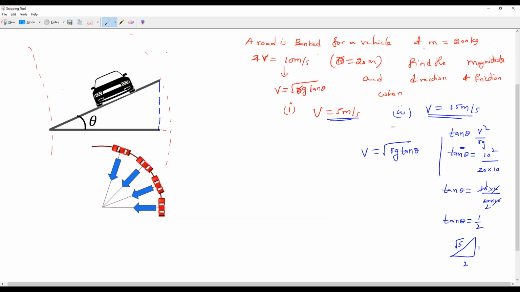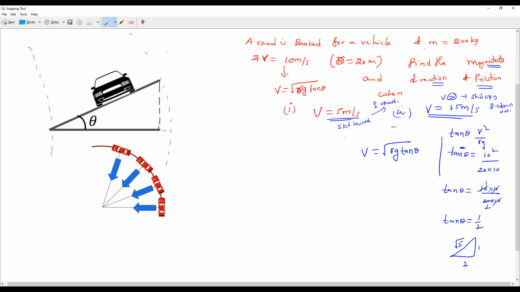Let us understand, they are asking to find the magnitude as well as the direction of friction. As the body is traveling at less than 10, it will skid inwards, and the force of friction will act in the upward direction. In the case where v is greater than 10, the body will skid upward, and the force of friction will act in the downward direction.